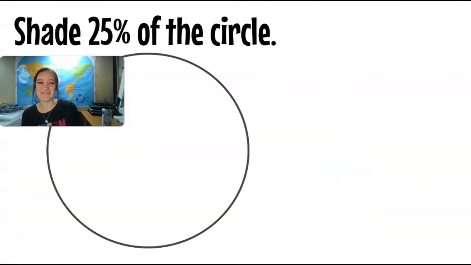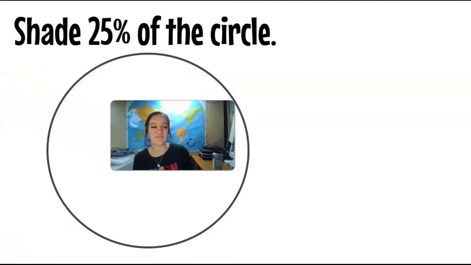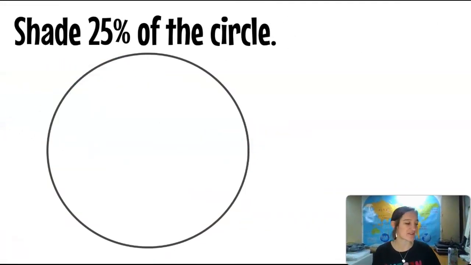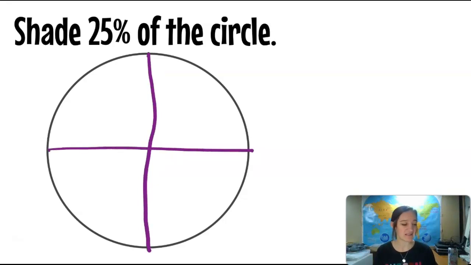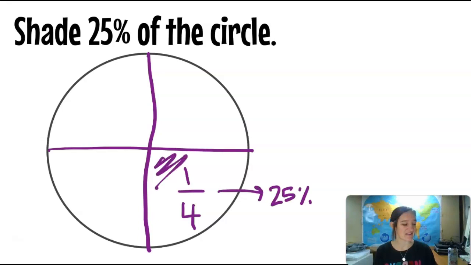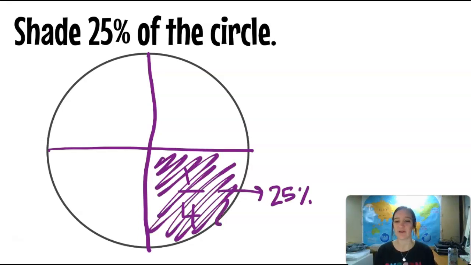That's the rule. Kind of cool, huh? The next thing I want us to talk about is how do you find 25% of any number? 25%. Well, if we cut it in half and then we cut it in half again, that gives us 1/4. And 1/4 is the same thing as 25%. So there is 1/4 or 25% of a circle.